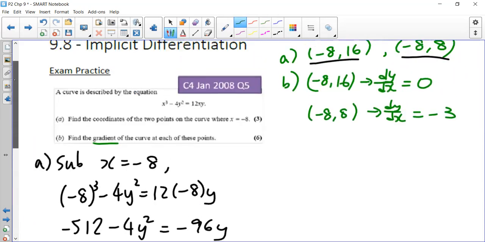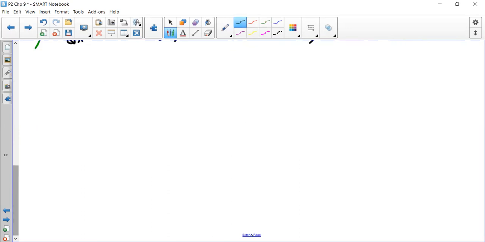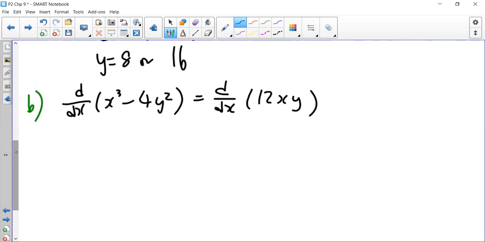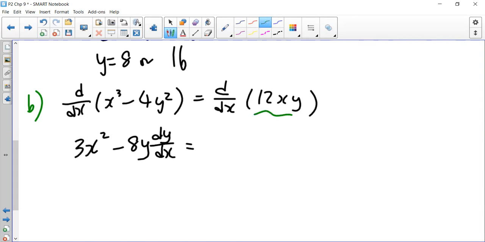Minus 4y. Yep. Okay. Left hand side, let's differentiate. x cubed differentiates to 3x squared. Differentiate 4y squared, it's 8y, but times dy by dx. Right hand side, product rule.